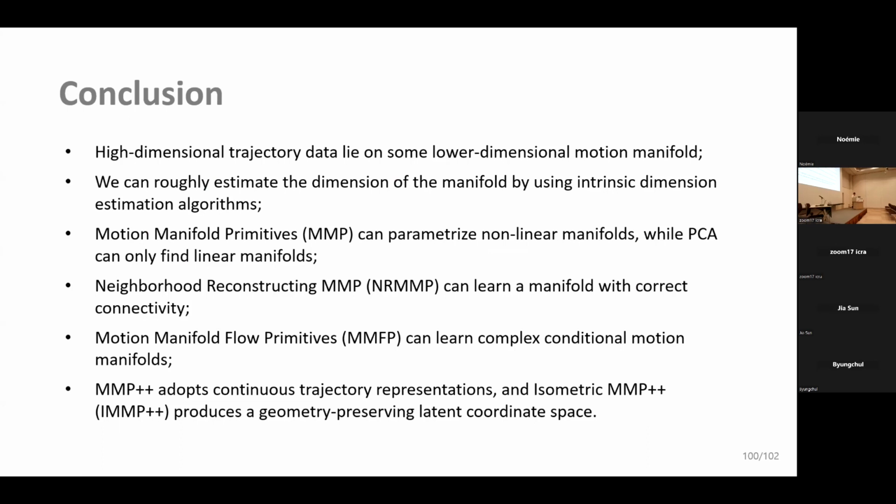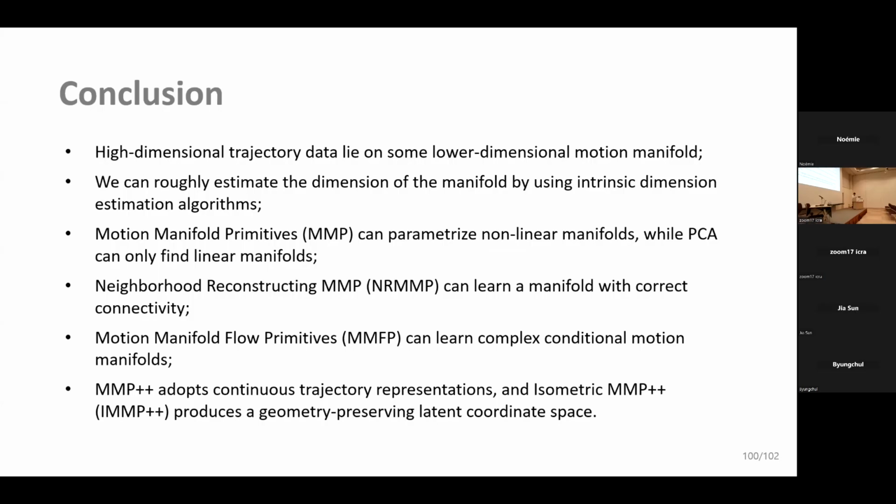Note that PCA can only learn linear manifolds, but MMP can learn nonlinear manifolds. Sometimes, as I showed, MMP produces wrong manifolds with incorrect connectivities. And to resolve this issue, we can exploit graph information. So we can use neighborhood reconstruction loss to learn a manifold with correct connectivity.